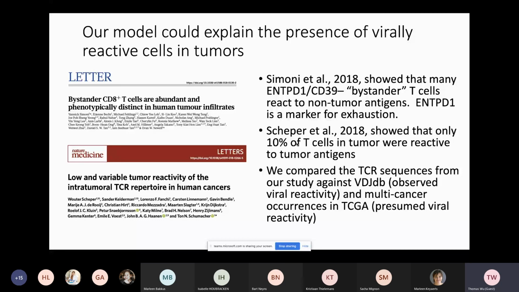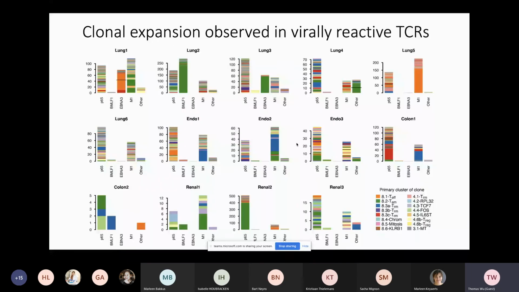And to study this further, we did look to see if any of our T cell receptors were found in a database of TCRs known to be reactive against virus. And what we saw is that for every patient, there were one or two clones that did seem to be reactive to virus. You can see here in lung 2, this large expansion of green is one clone that was reactive to virus. And in lung 5, this one was large, a reactive effector T cell reactive against the M1 antigen in influenza.